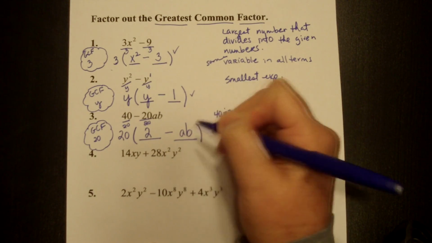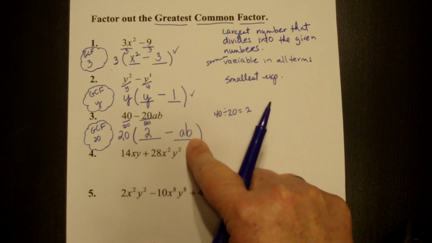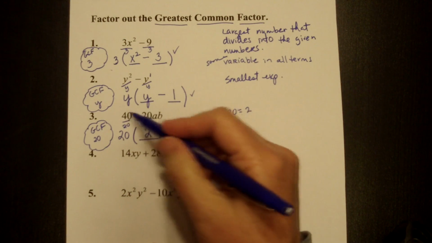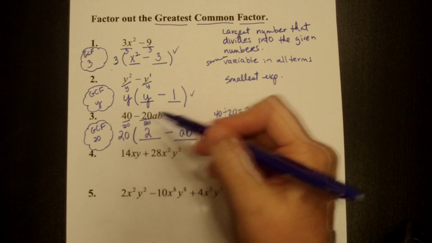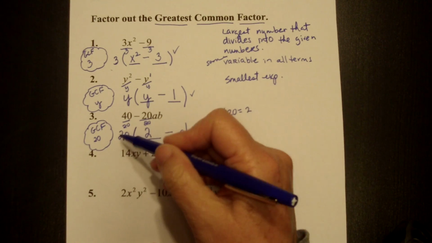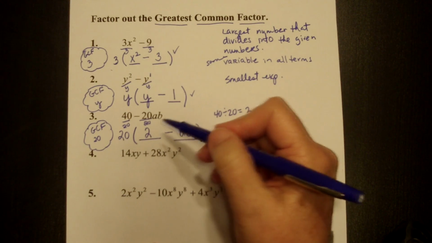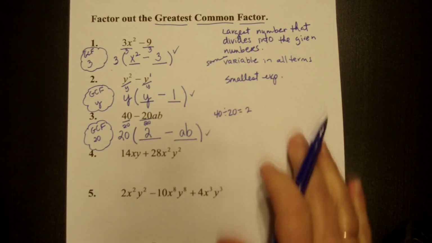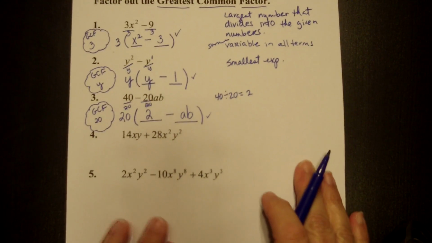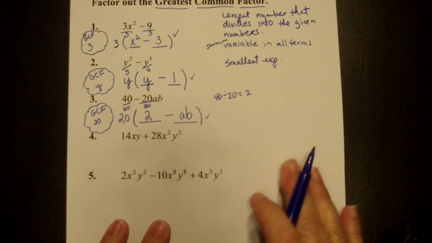So what's going to be the leftover in the blank? A, B. Now, is there anything common? No. Can I multiply and get what I started with? 20 times 2 is 40. 20 times negative AB is going to be negative 20 AB. So it looks like that checked also. Okay, so look at number 4.